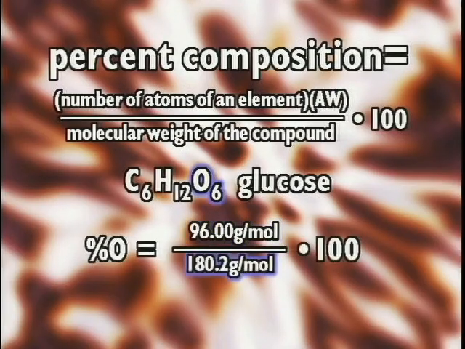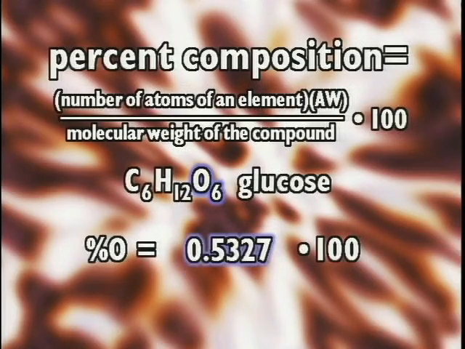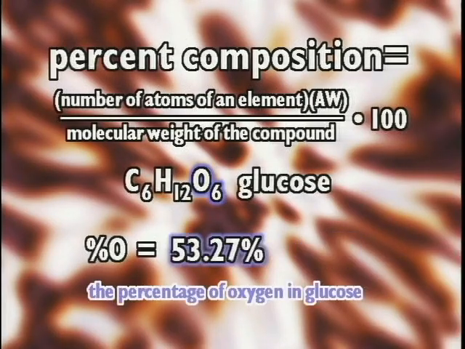96.00 divided by 180.2 grams per mole equals 0.5327. 0.5327 times 100 equals 53.27. The compound glucose is 53.27% oxygen.